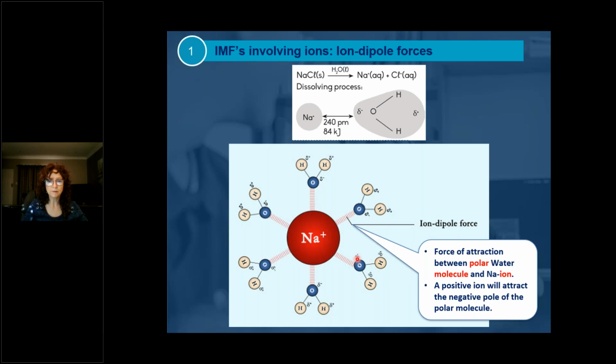So what is happening here is a force of attraction between the polar water molecule and the sodium ion. Can you see these? All of them are water molecules. If you want to dissolve, they dissolve in water. So the sodium ion will be connected with the negative side of the dipole. All of the water molecules will arrange themselves around the positive sodium ion with the negative side facing it. So a positive ion will attract the negative pole of the dipole. That's why we say the bond between the sodium and the water is an ion-dipole intermolecular force.